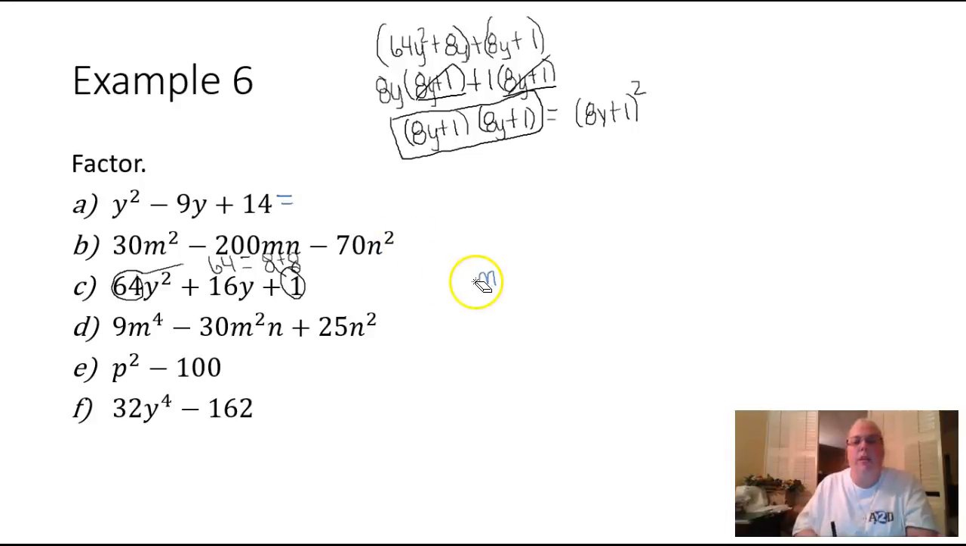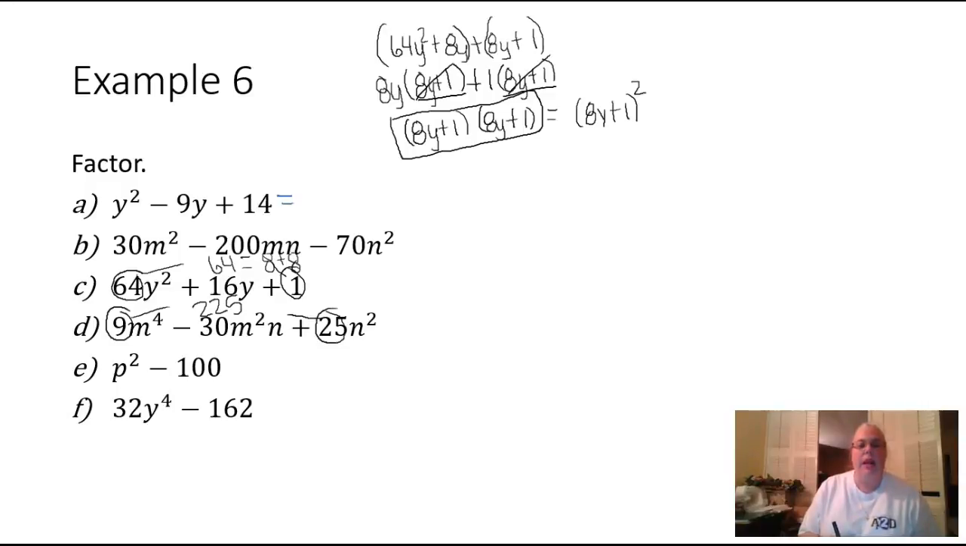Okay. Now, for D, we have 9m to the 4th minus 30m squared n plus 25n squared. We're going to do the same thing. I'm going to multiply 9 times 25, and that is going to give me 225. Now, a quick way to multiply by 25s is to think about money. How much money is there with 9 quarters? There's $2.25. So 9 times 25 is going to give us 225.